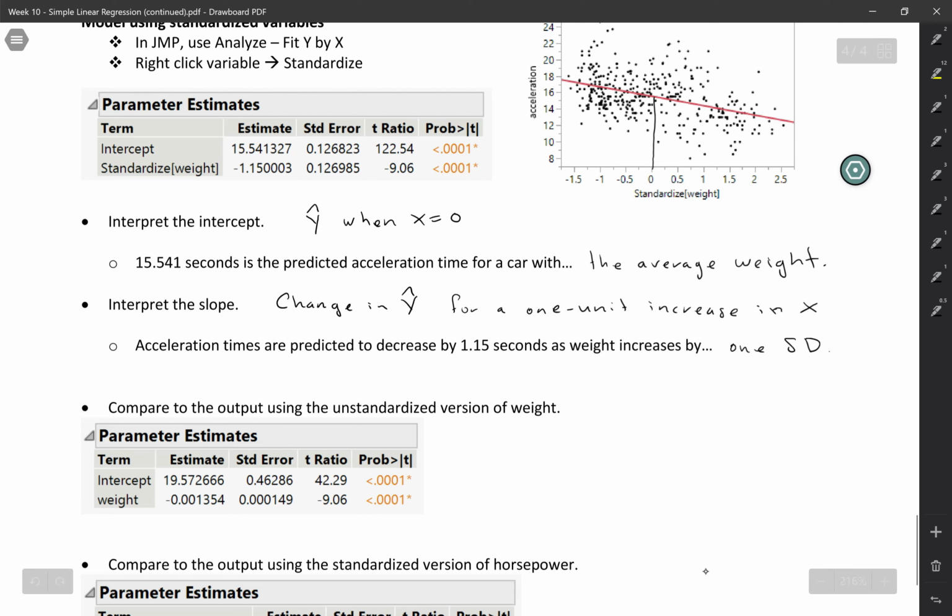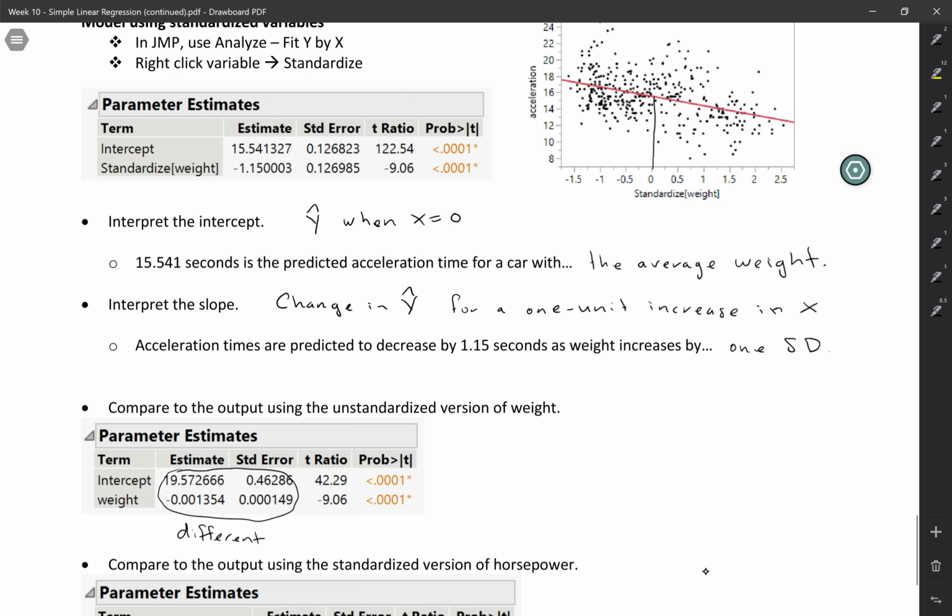So let's compare to the output using the unstandardized version of weight. The values for the intercept and the slope and also their standard errors have changed here. These are different than they were before. And that's not surprising because we just said that they have different interpretations, so of course the numbers are going to be different. By the way, notice that the unstandardized slope is extremely small. It looks like a really small value. That's because 1 pound in terms of weight just really isn't a meaningful increase. So maybe it makes more sense to think about it in terms of standard deviations versus using such a small increment as pounds.